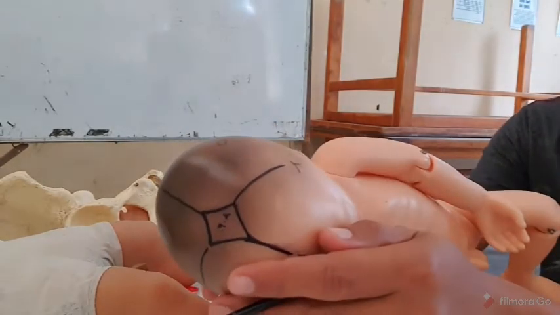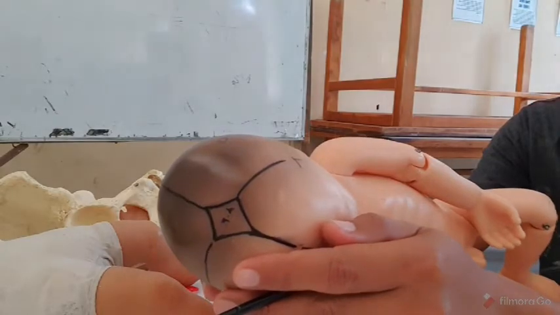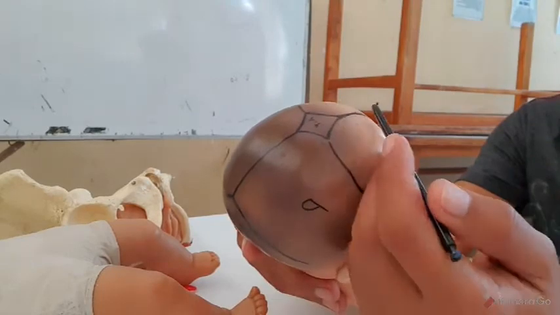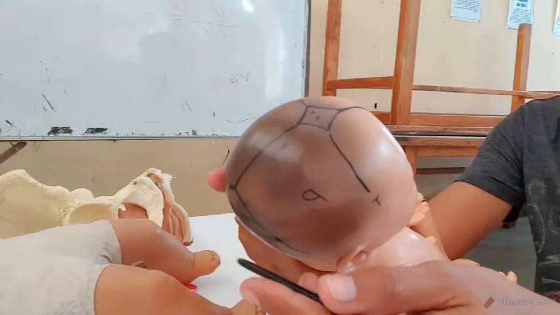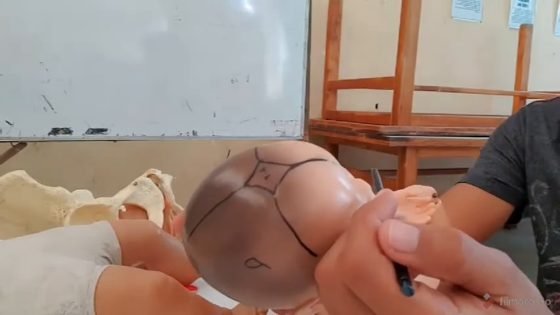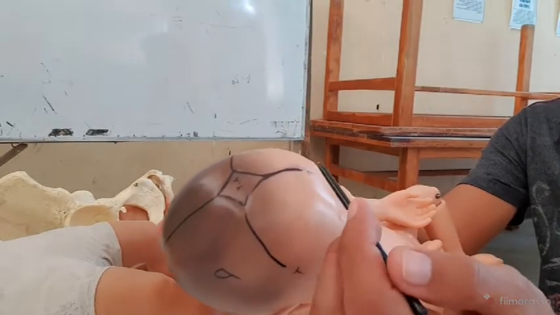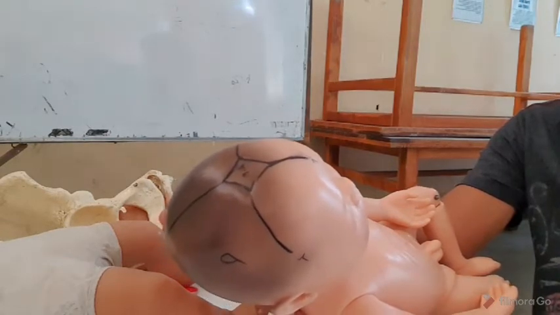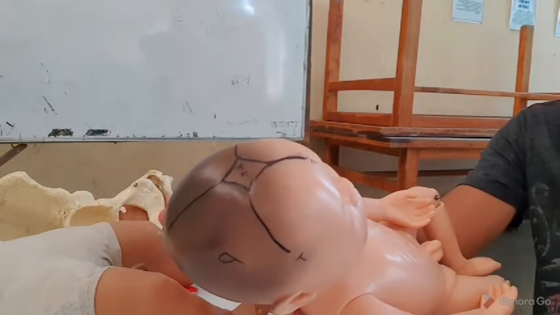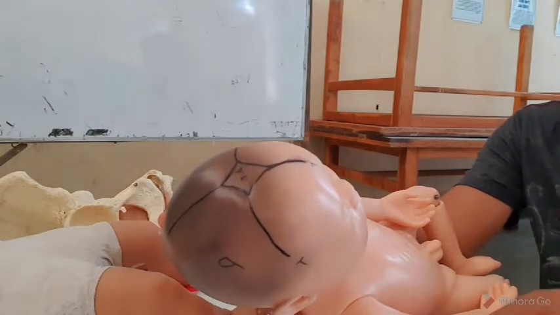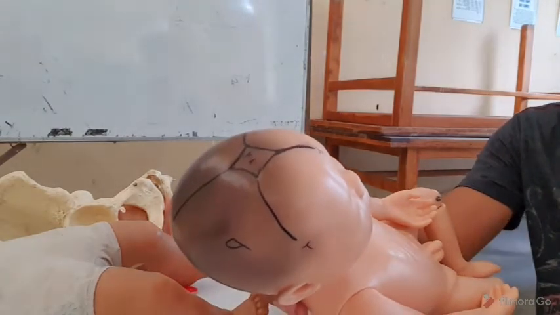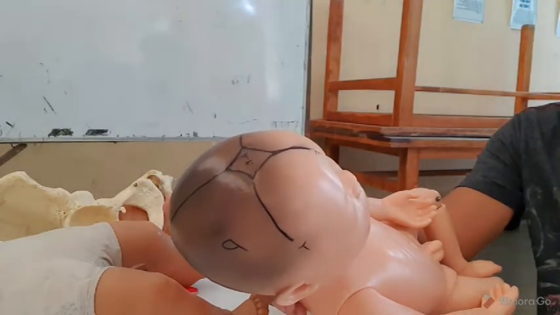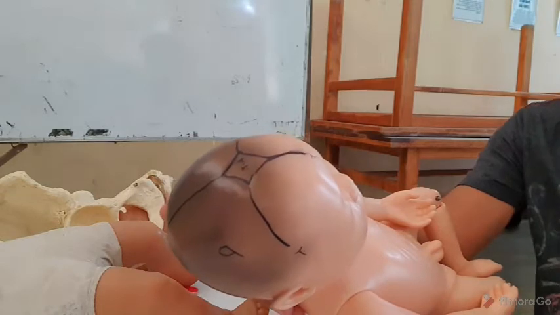Next, we also have the longitudinal diameters. The longitudinal diameter is the diameter from the back of the fetal skull going into the front or anterior portion, which is the face. So we have several longitudinal diameters of the fetal skull. First, we will discuss the suboccipitobregmatic.